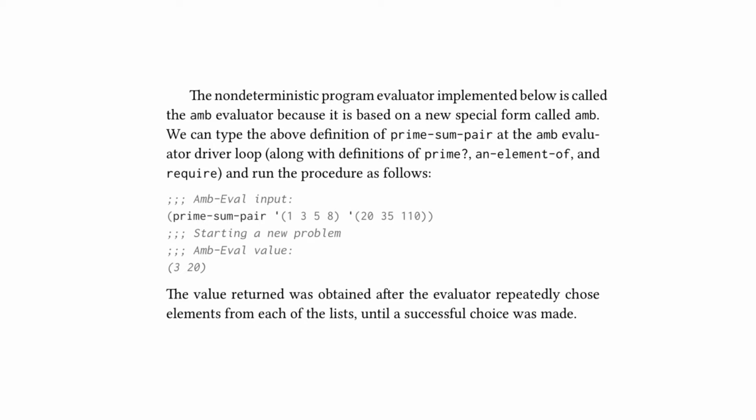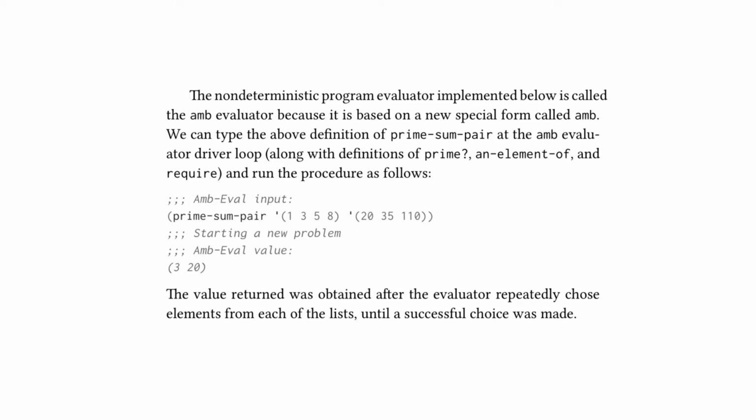So if we input prime sum pair with two lists, 1, 3, 5, and 8, and 20, 35, and 110, it will return us a non-deterministic solution of 3 and 20, which when we sum those, we get 23, which is a prime number. The value returned was obtained after the evaluator repeatedly chose elements from each of the lists until a successful choice was made.